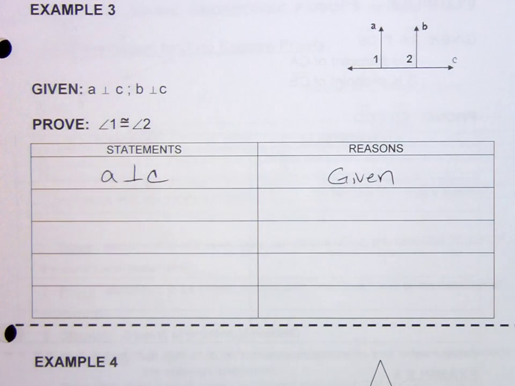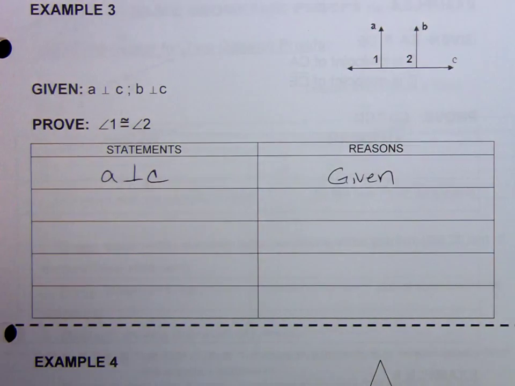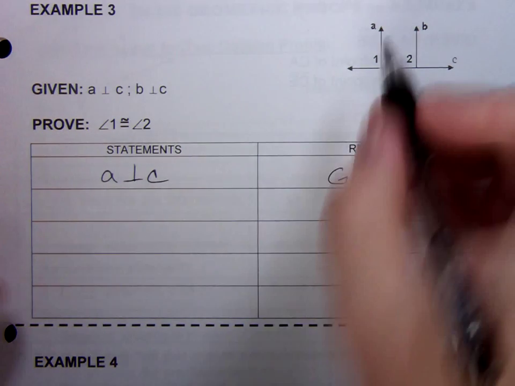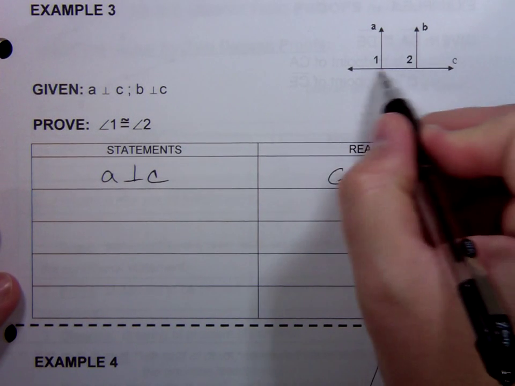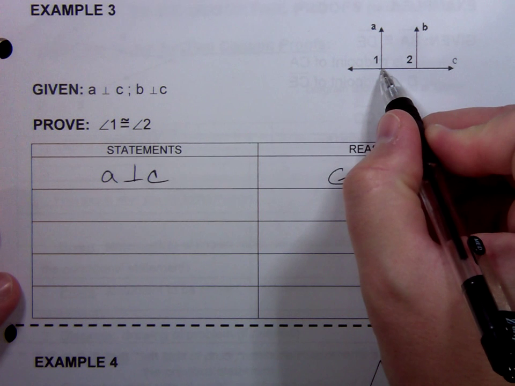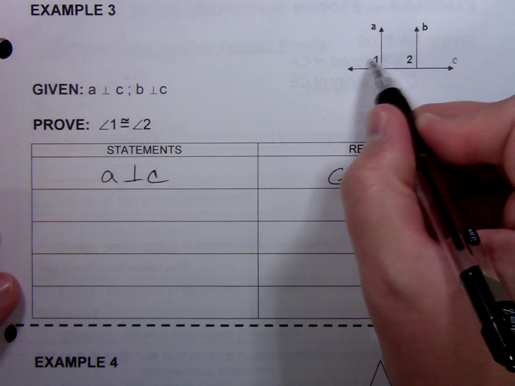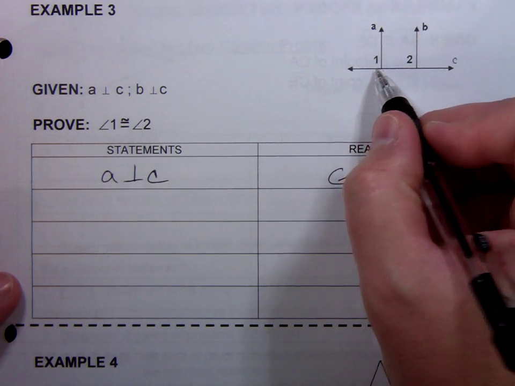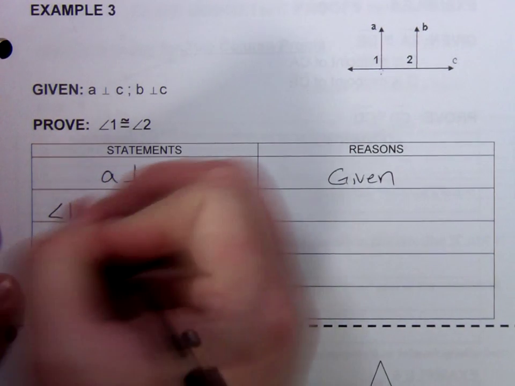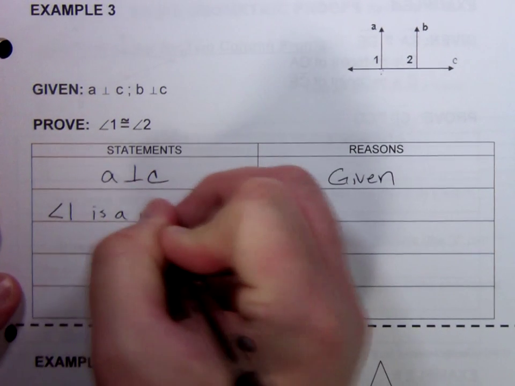Now, what does perpendicular mean? Perpendicular means that those two lines are going to intersect to form right angles. So, right here where I got line A and line C intersecting, notice one of the angles it creates is angle 1. I know that's going to be a right angle. So I'm going to write that in. Angle 1 is a right angle.